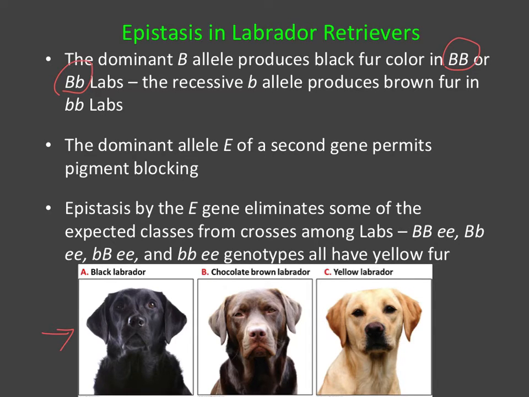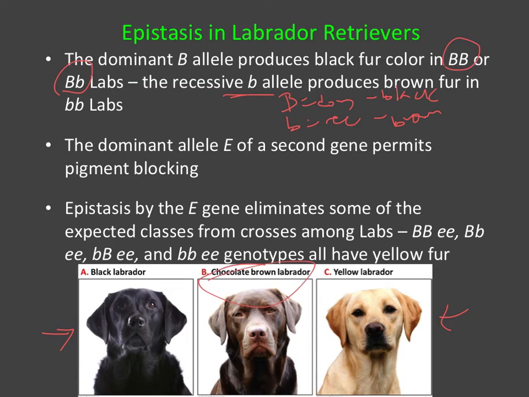Because black is dominant. But if you have two little b's, then you get chocolate labs. So B equals dominant, little b equals recessive, and the dominant is black, and the recessive is brown. But how do you get yellow labs? Because that's actually what I mostly see.